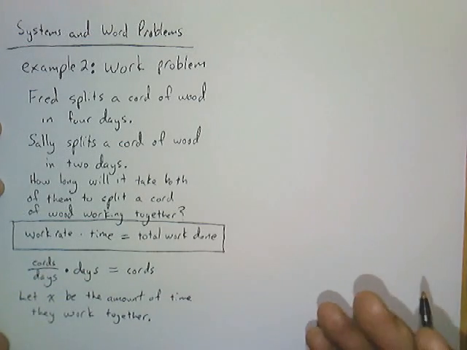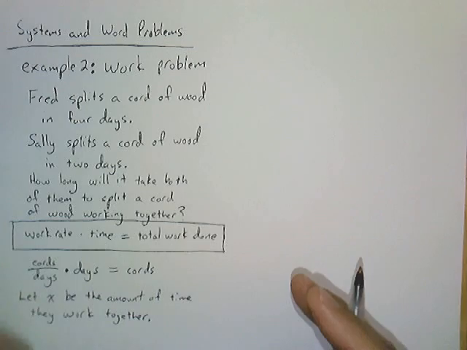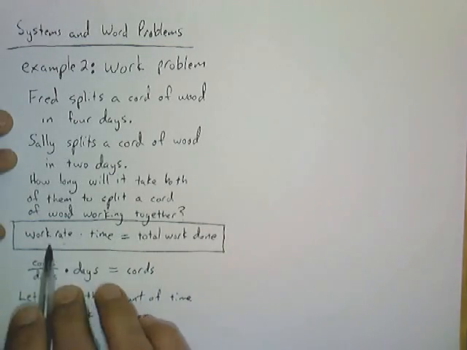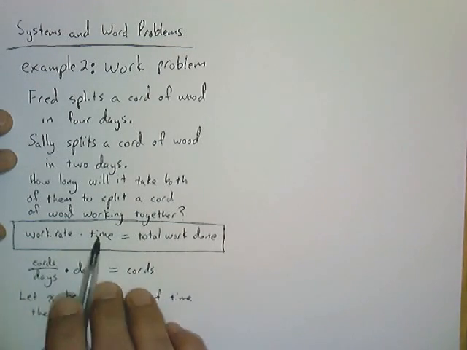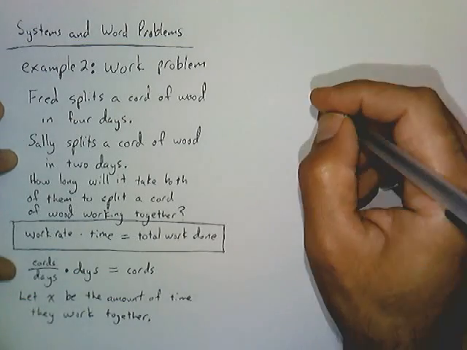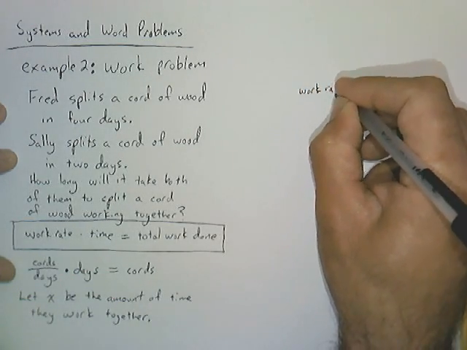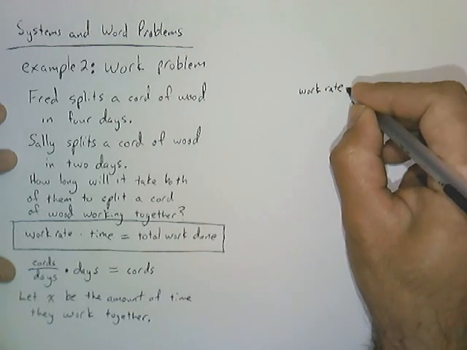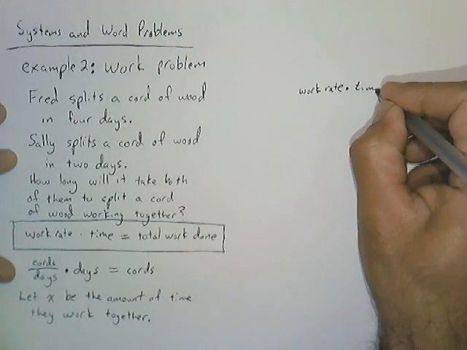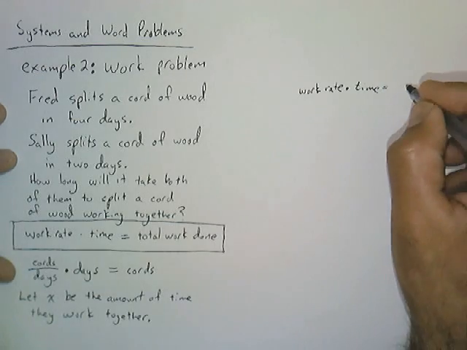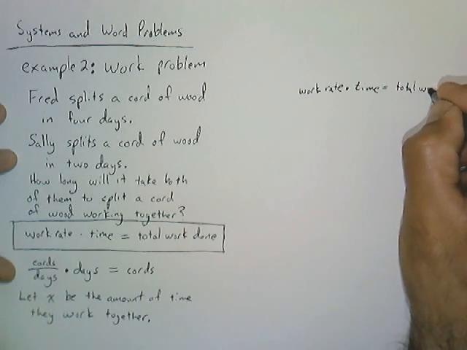So again, I like tables. They help me keep everything organized. So I'm going to set everything up in a table with 3 columns. The work rate, multiply that by the time, and that's going to be equal to the total work.